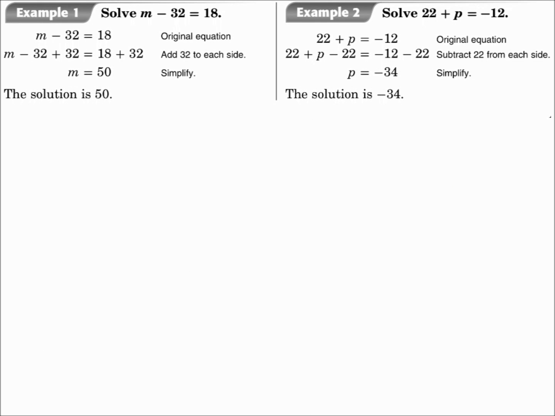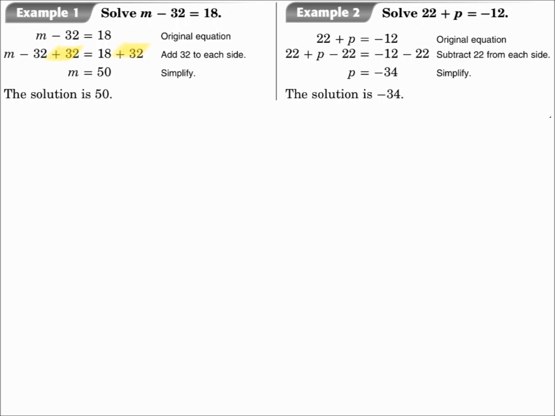Example 1. Solve m minus 32 equals 18. Remember, you want to get the variable by itself. Right now, 32 is subtracted from the variable. You want to do the opposite of subtracting, which is adding. So you'll add 32 to both sides of the equation. Always do this to both sides of the equation.